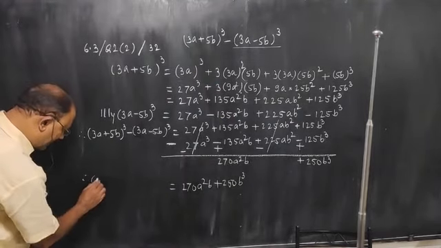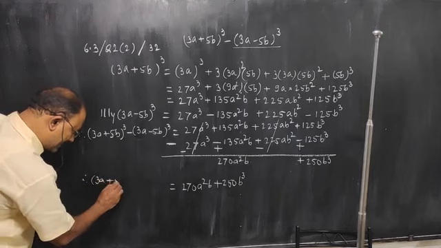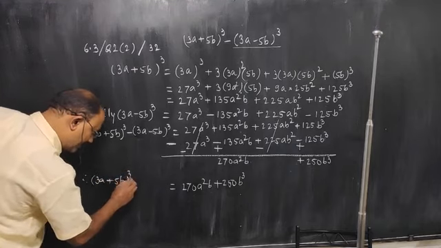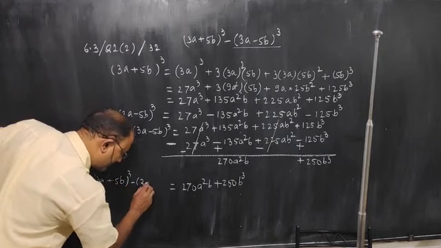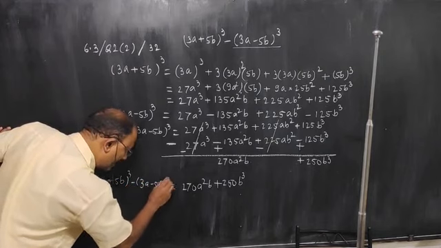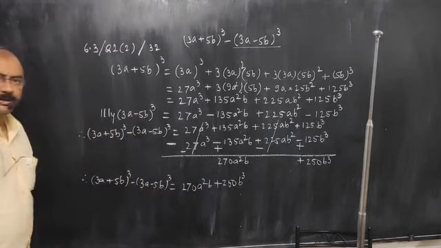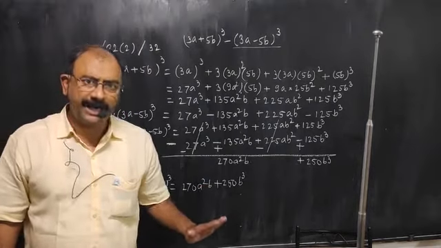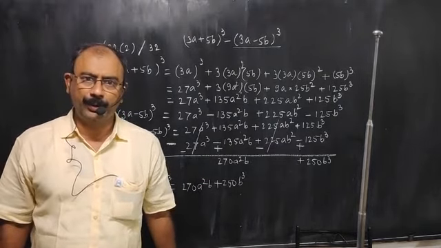So you can write it like this: (3a plus 5b) whole cube minus (3a minus 5b) whole cube is equal to this. Okay. All the problems are very similar. One more example I am going to explain to you.